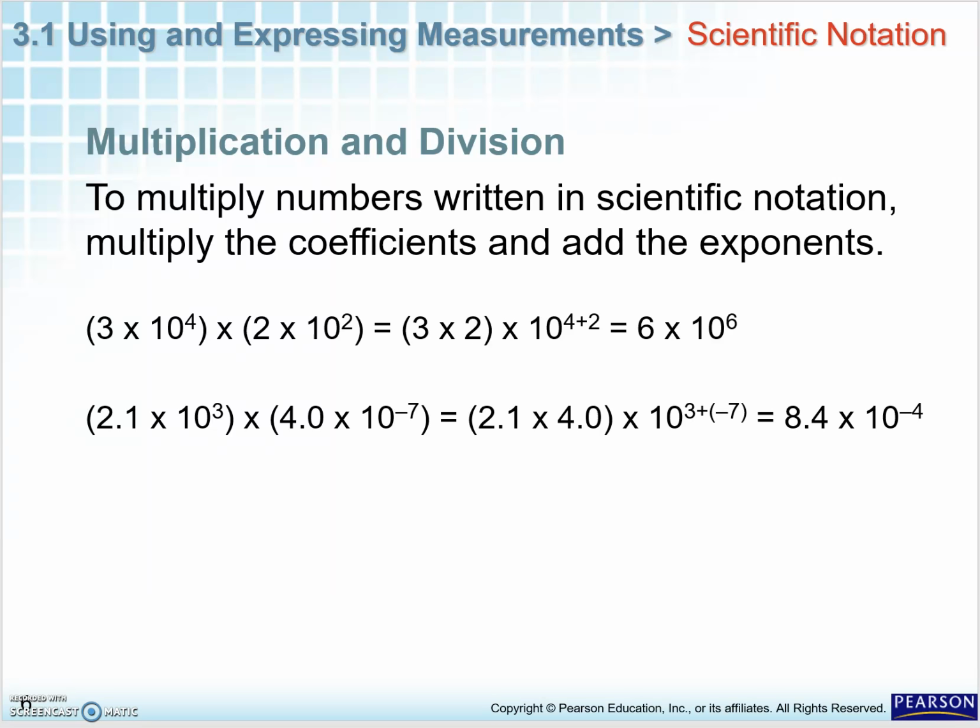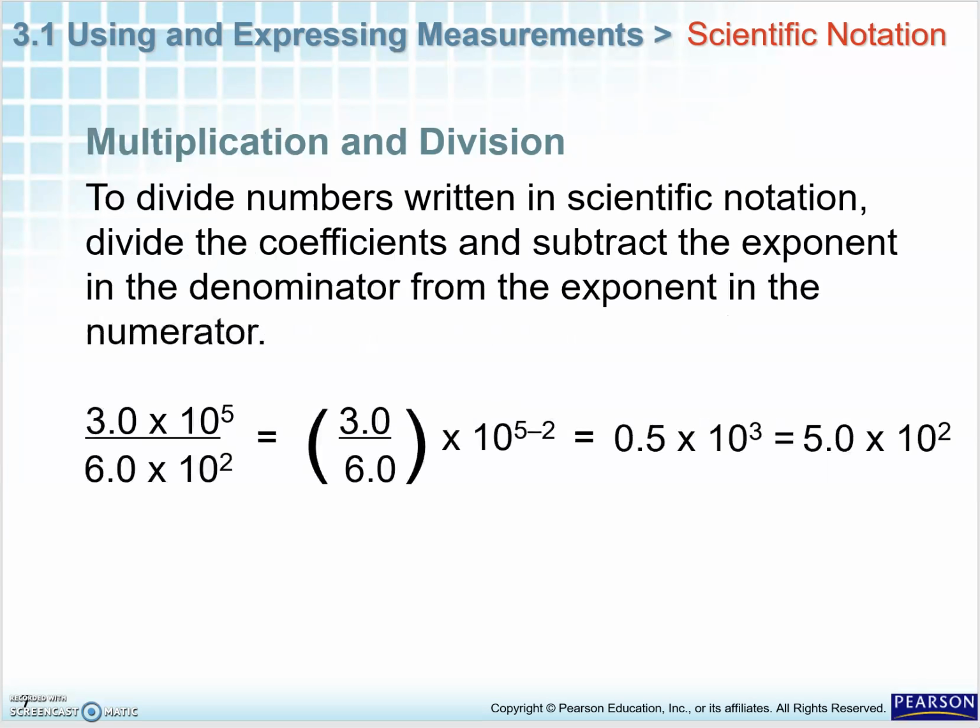All right, let's try this one. If you were to multiply 2.1 times 4, you would get 8.4. Now we have to add exponents. So this one is a positive 3 plus negative 7. So if you take 3 minus 7, you're going to get a negative 4. So here's that 8.4 that we got earlier, and our new exponent is to the negative 4th.